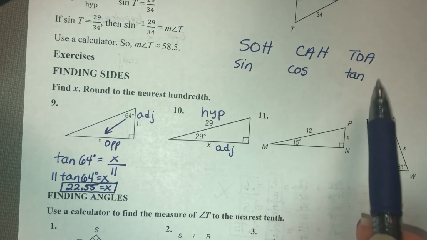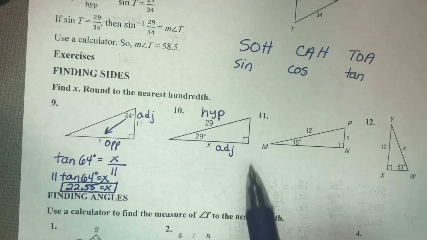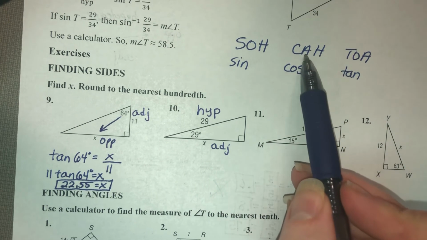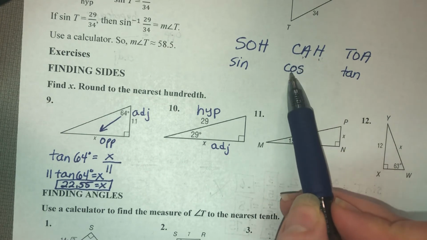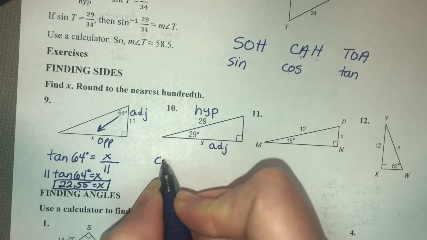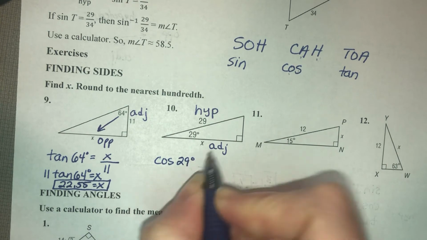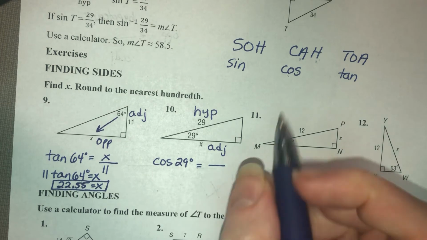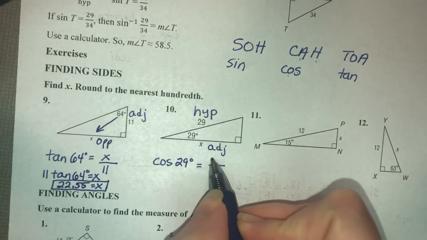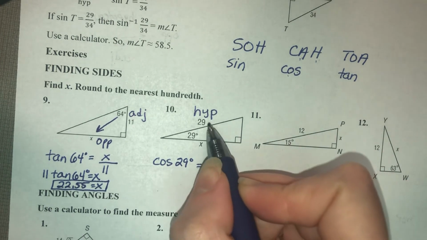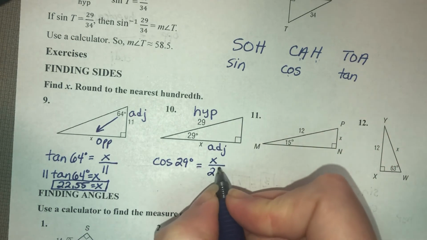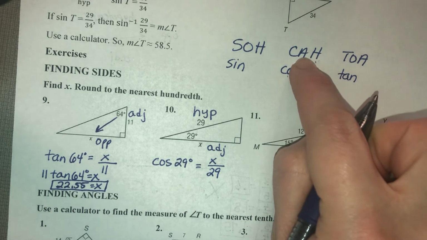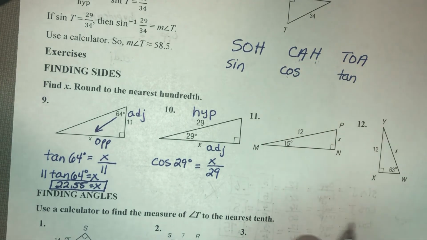So which one of these three trig functions has both the h and the a, the hypotenuse and the adjacent side? The a and the h are in the cosine function. So I'm going to say the cosine of 29 degrees, because the angle always goes right after the trig function, equals the adjacent side, which is x, over the hypotenuse, which is 29. The letters go in the order of the fraction. The first number goes on top, second number goes on bottom.